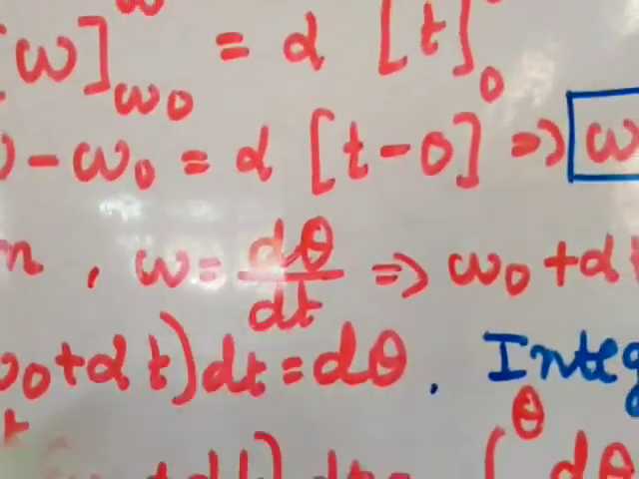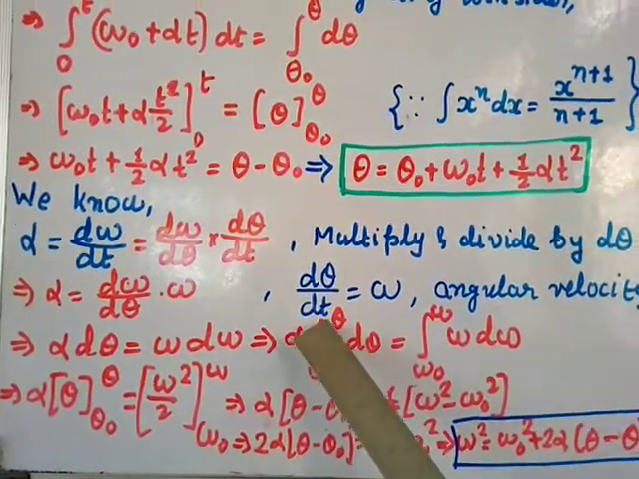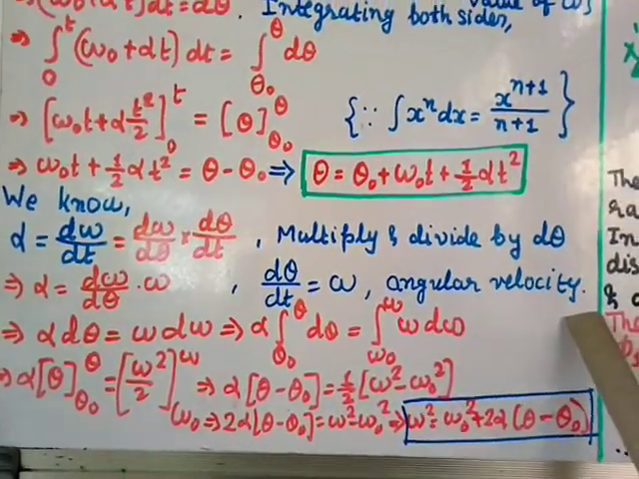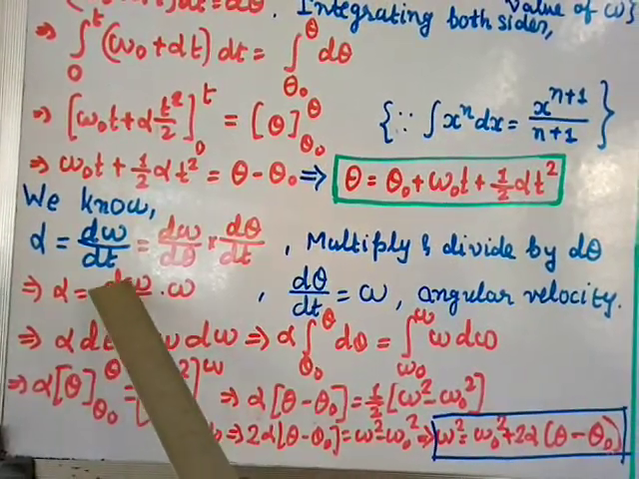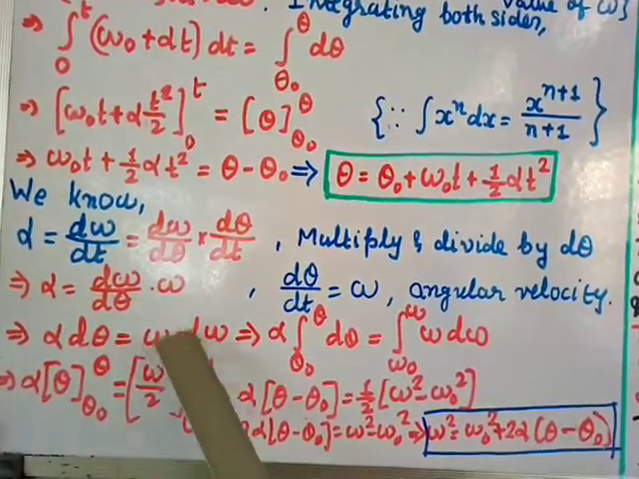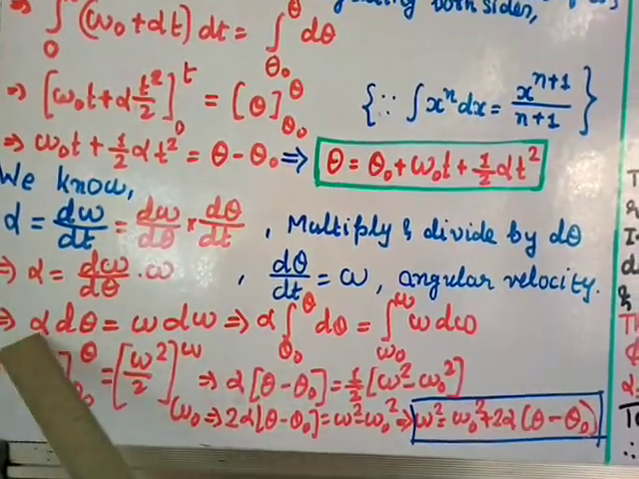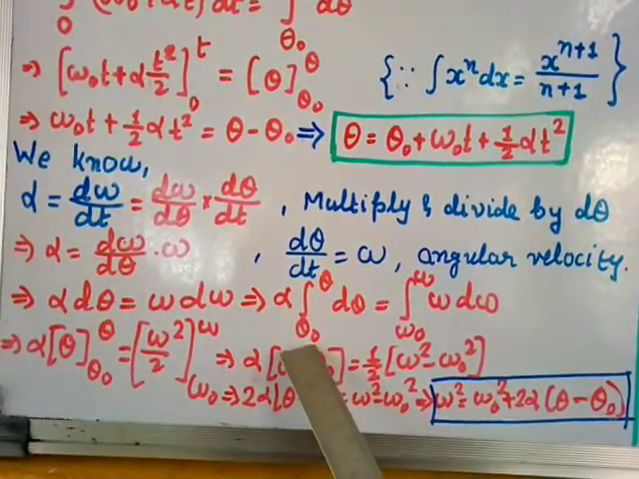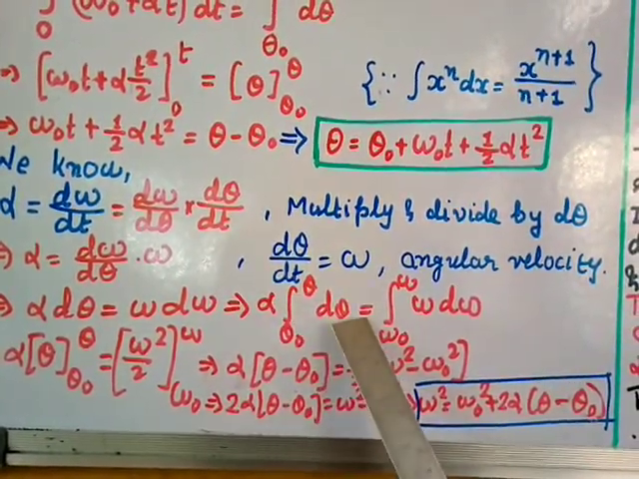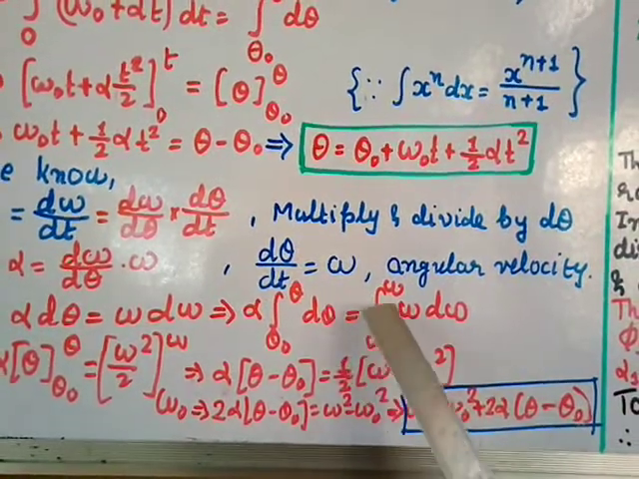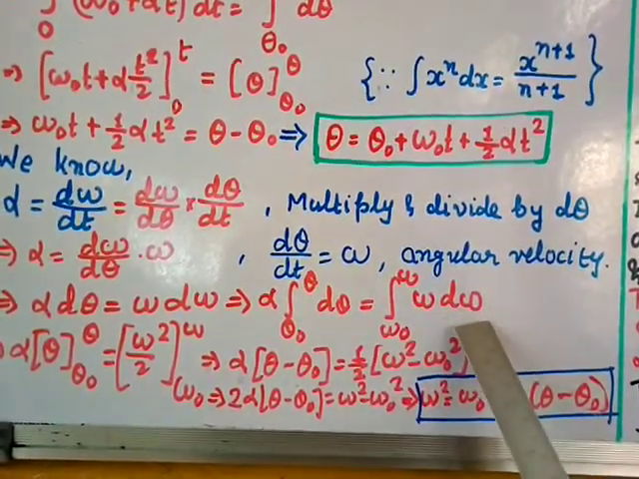So you know that is the formula. I put d theta by dt equal to omega, angular velocity. Now transferring d theta here, alpha into d theta equals omega into d omega. Now integrating both sides, alpha is a constant, so it comes out of the integral of d theta from theta naught to theta, equal to the integral of omega d omega from omega naught to omega. This is with respect to theta, and this is with respect to omega.